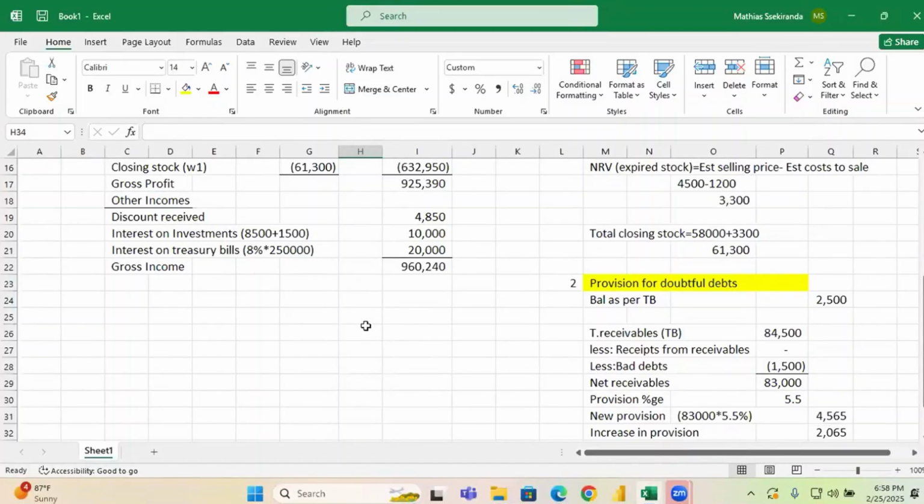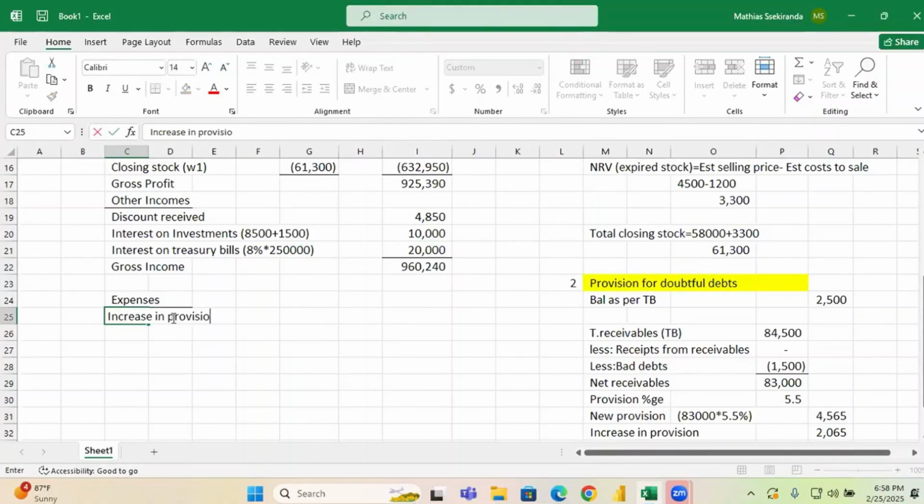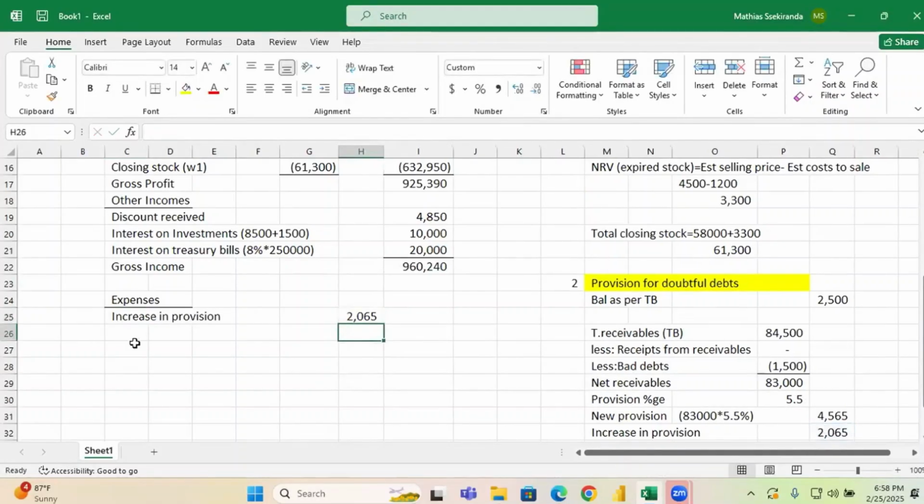After that, you go to expenses. I'll begin with increase in provision so that I don't forget it. Increase in provision, and the figure, provision already we have it, is 2065. I can now confidently go to other expenses.